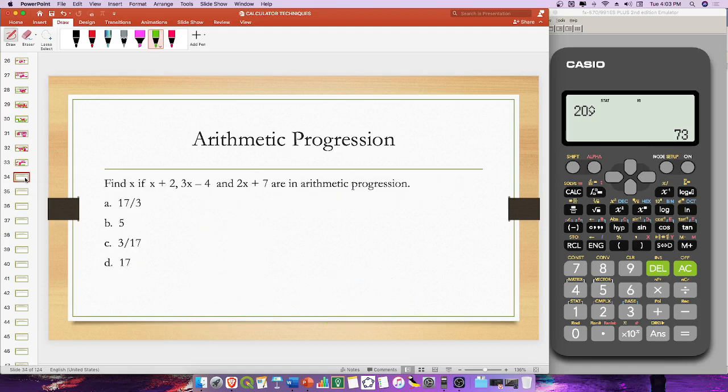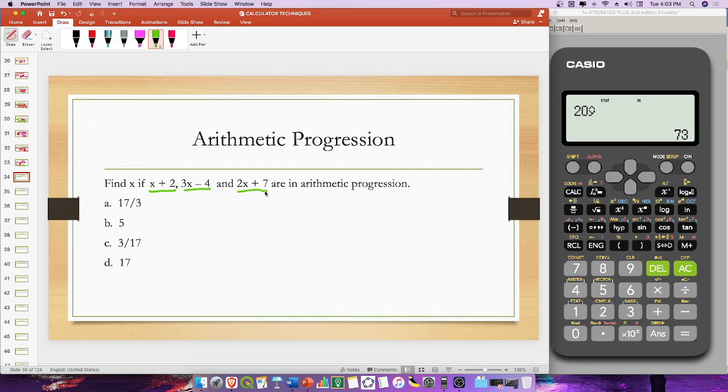Okay, here is another problem. So we have here the three terms of the arithmetic progression, but these terms are in terms of a variable. So the first term is x plus 2, the second term is 3x minus 4, and 2x plus 7 is the third term. So take note of the relationship. Okay? Take note of the relationship.